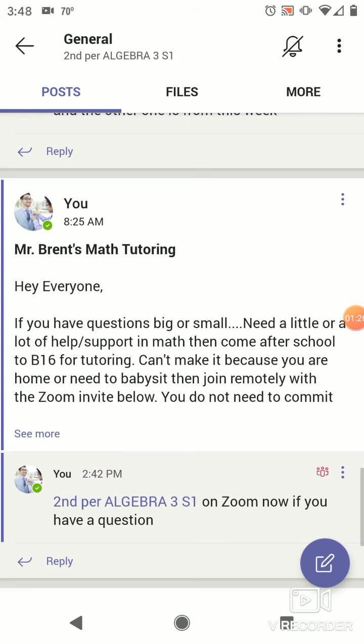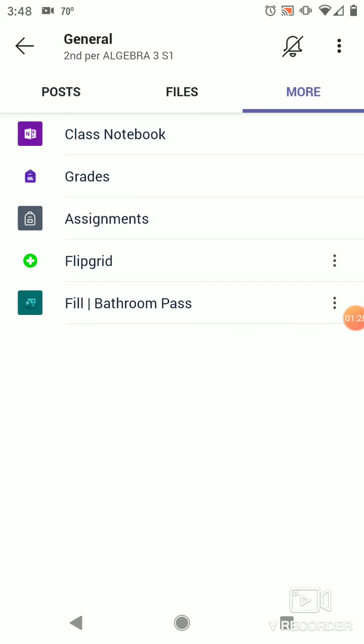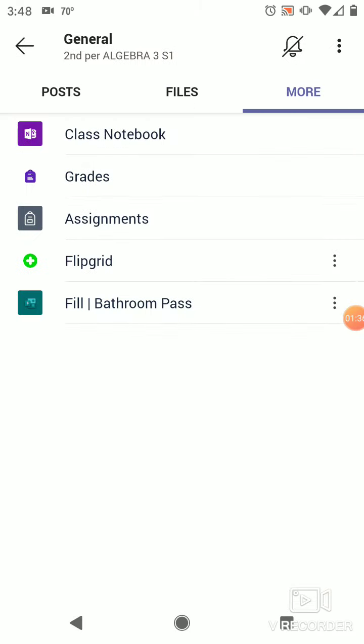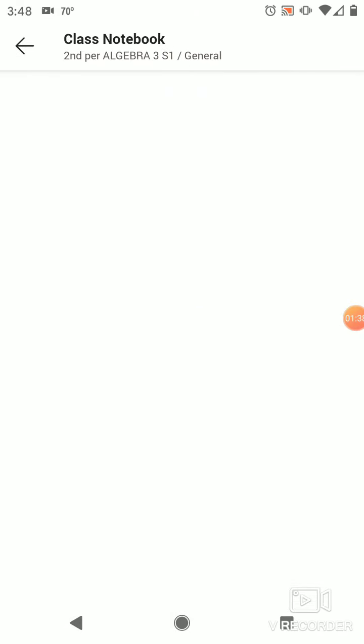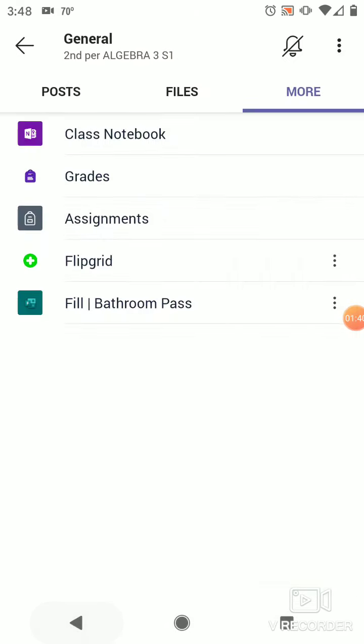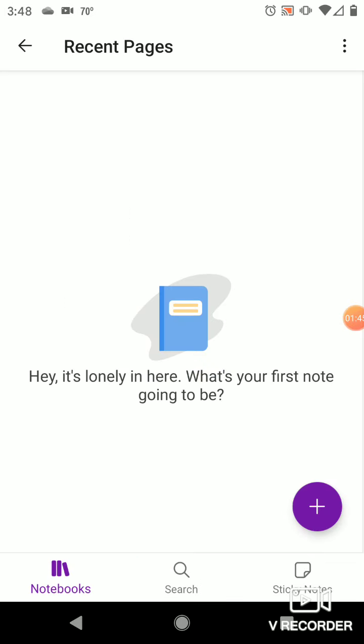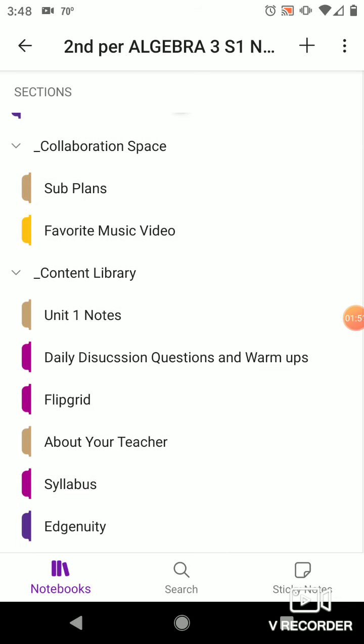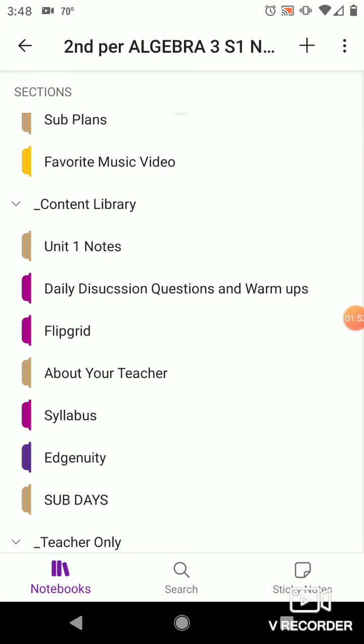Also on Teams, if you go to more, there are the assignments right there, and that's where things are being posted. So quizzes, the note takers, homework, and class notebook. If your student has the class notebook, that is where they can see it, and they'll have to open up OneNote, and they can access all the notes. The most important part is this content library where there's Unit 1 notes and stuff like that.